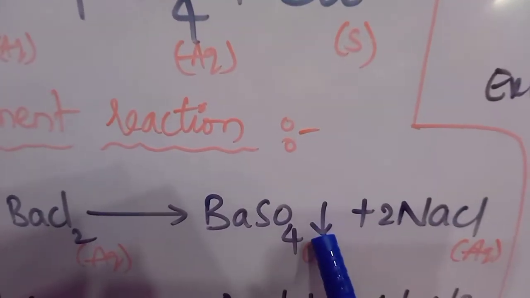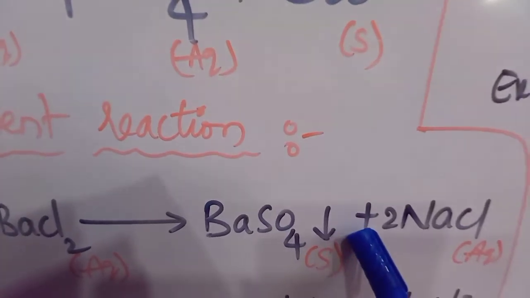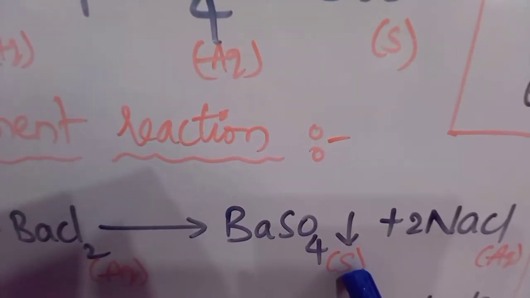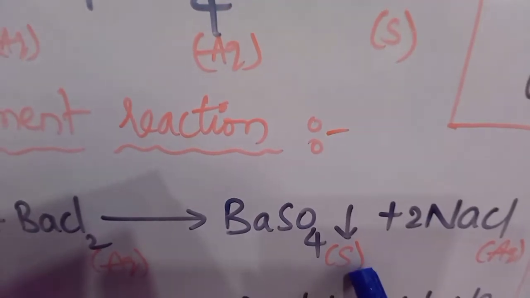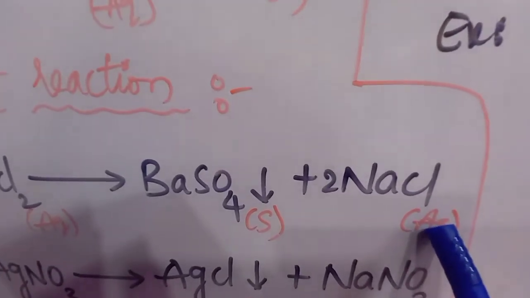Here barium sulfate generally exists in the form of a white precipitate, so I have shown the arrow mark in the downward direction and written yes in the bracket. Or otherwise we can also write PPT in the bracket. PPT means precipitate. So one is the solid product and the second one is in aqueous solution state.